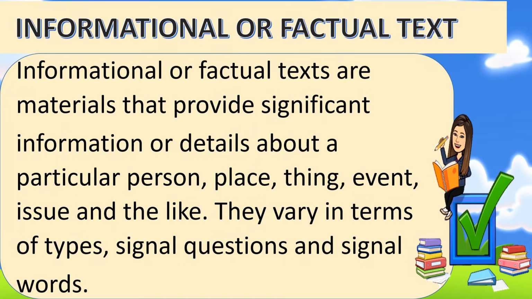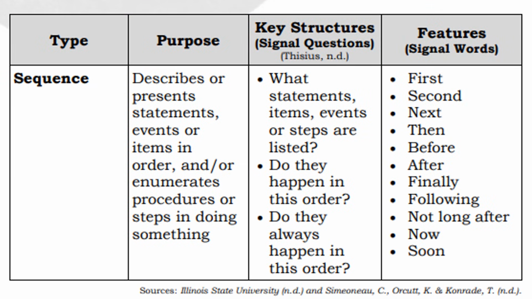So let's talk about the informational or factual text. Informational or factual texts are materials that provide significant information or details about a particular person, place, thing, event, issue, and the like. They vary in terms of types, signal questions, and signal words. Presented below are the types of informational or factual text, their purposes or description, signal questions, and signal words.